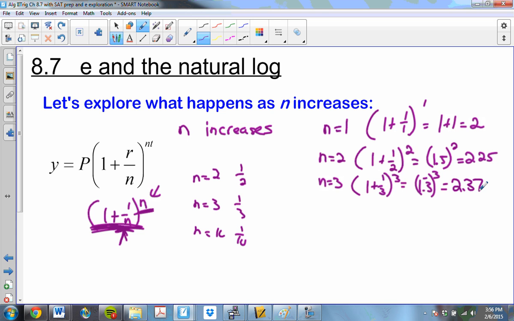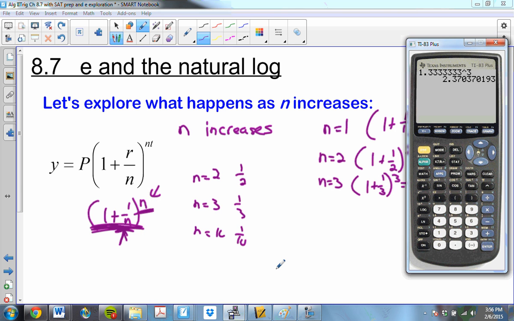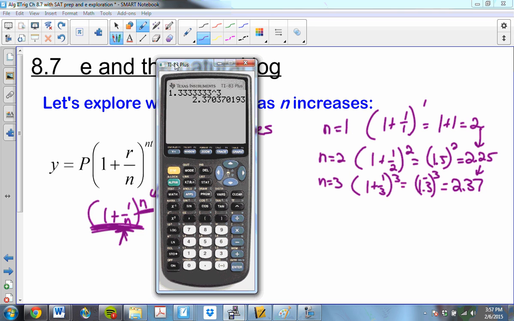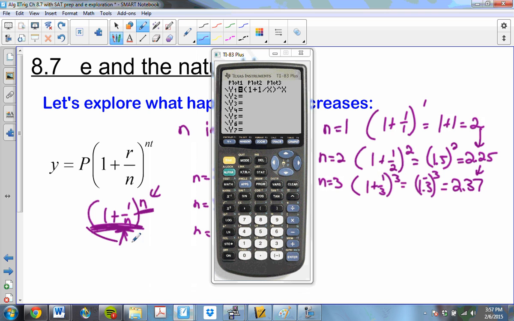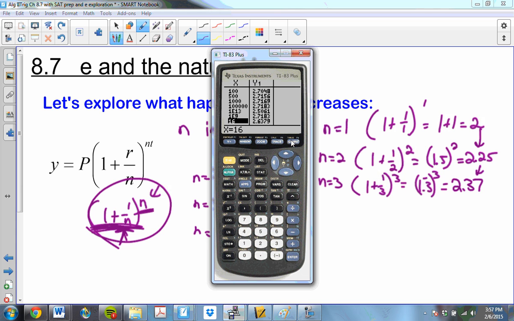So the value is increasing, but it's increasing by less each time. I mean, this went up 0.25, this went up 0.12. If I do one more, it'll increase by less and less, and now I'll start showing this on my calculator a little bit faster. In my y equals menu, I've made this equation, 1 plus 1 over x to the x, which is really just this right here, which has now gotten circled and written on a million times. And if I pull up my table, I can start entering values into my table. So I'm going to set this to auto.